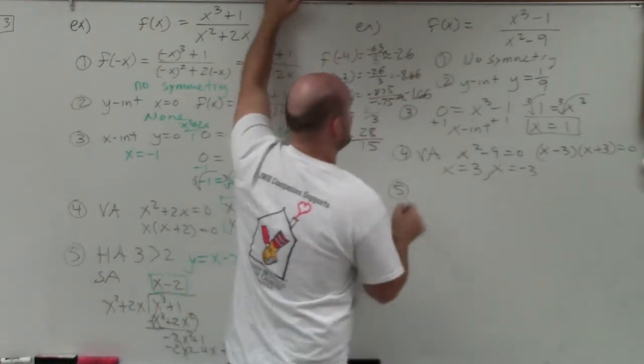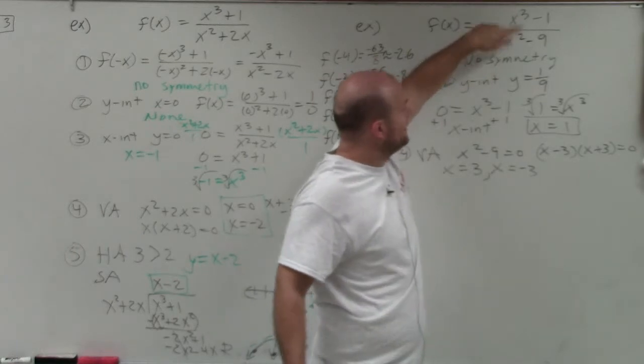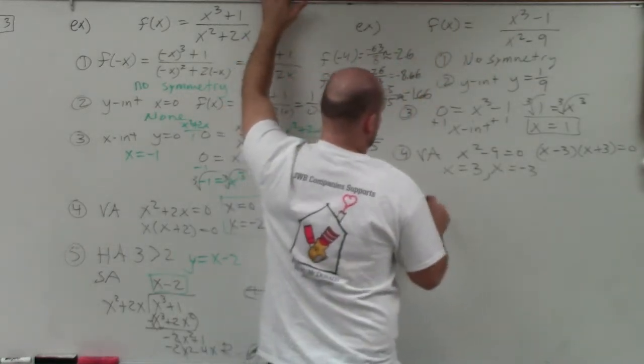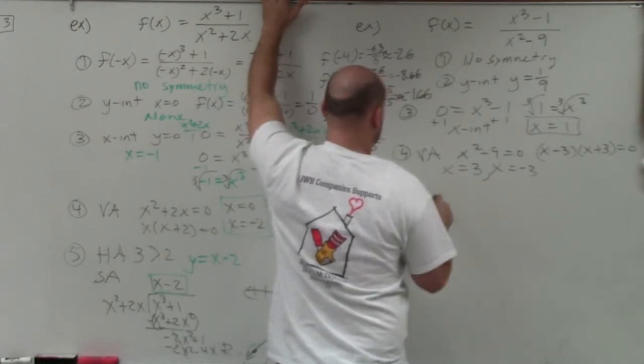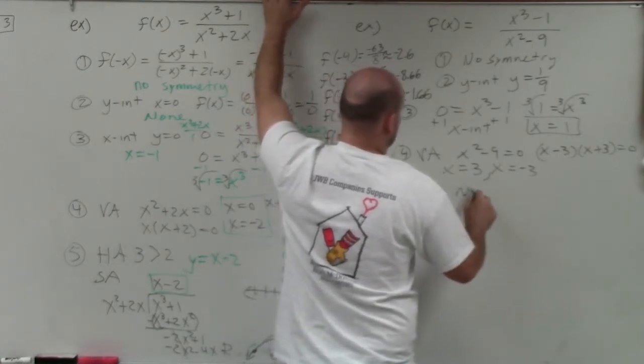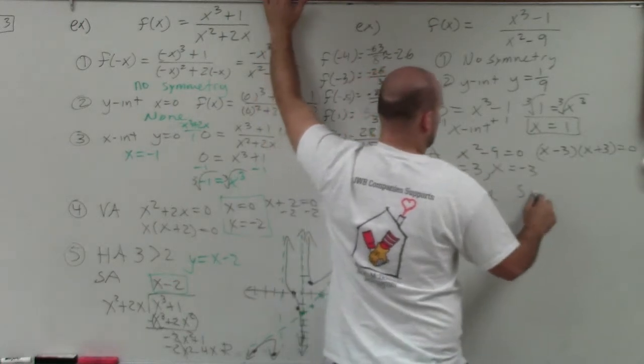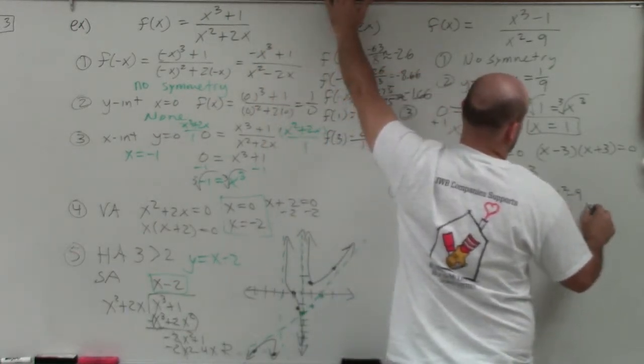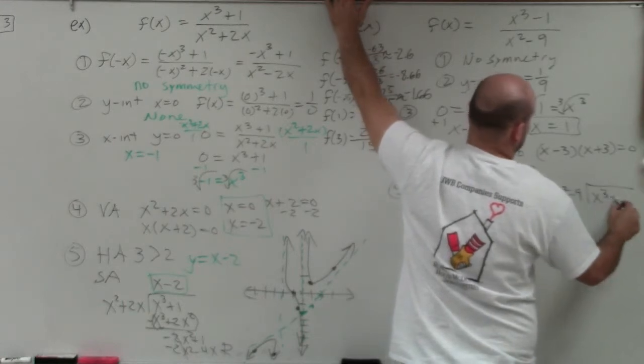Next thing is horizontal asymptotes. You know that the denominator's degree is smaller than the numerator's, so there's no horizontal asymptote. So the horizontal asymptote is none. For the slant asymptote, I divide x squared minus 9 into x cubed minus 1.